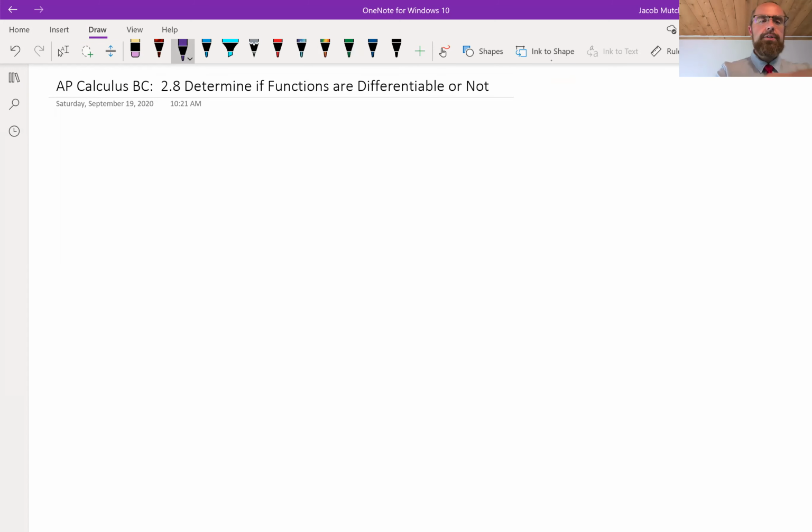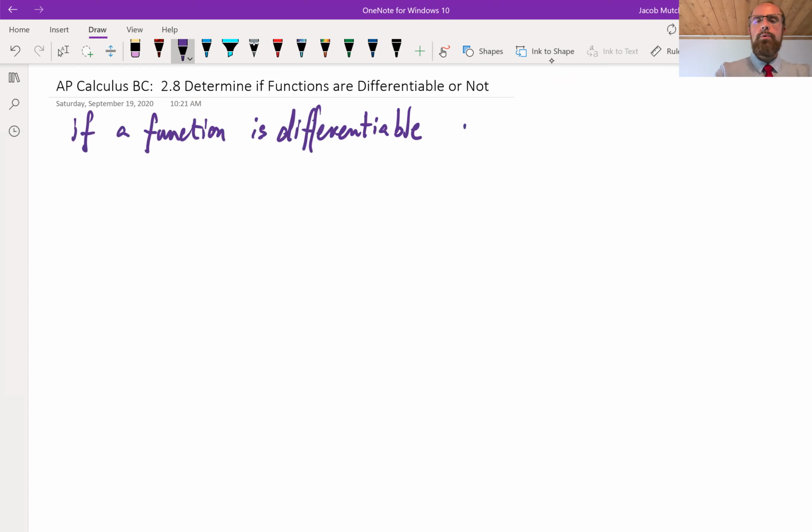a function is differentiable at a certain x equals c, and that's our hypothesis to the theorem. The conclusion is this: then the function is continuous at that same x equals c. So we can see that there's definitely a connection between differentiability and continuity at a certain x value.